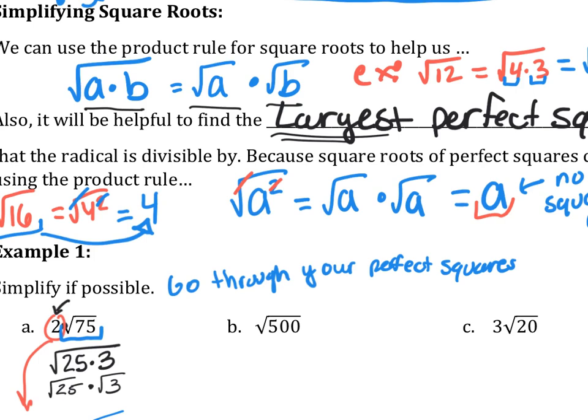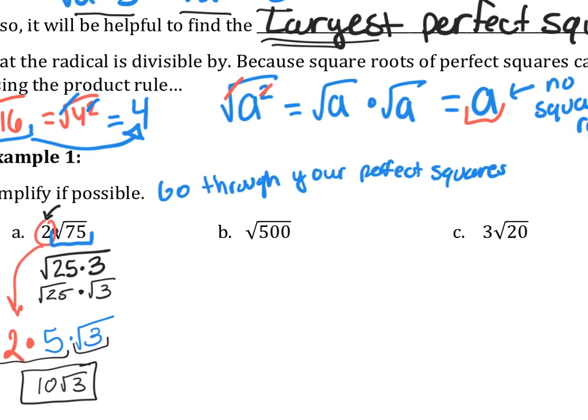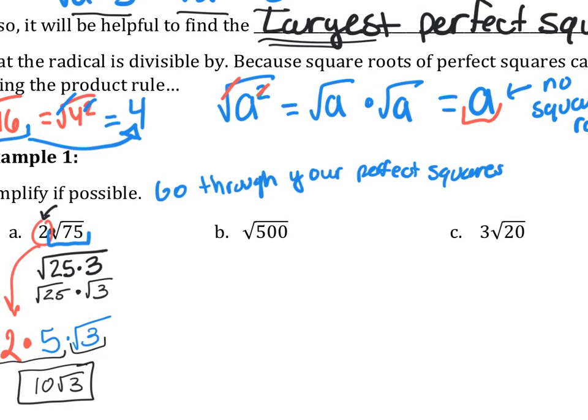So I'm just going to show you what I mean by that. So if we had 500 and you were just going through your perfect squares to see what could go into 500, the first one you would find is 4. That 4 can go into 500. So we would split that up as 4 times 125, and then we can use our product rule. So square root of 4 times the square root of 125. Square root of 4 is 2.